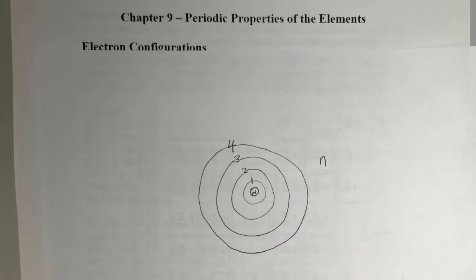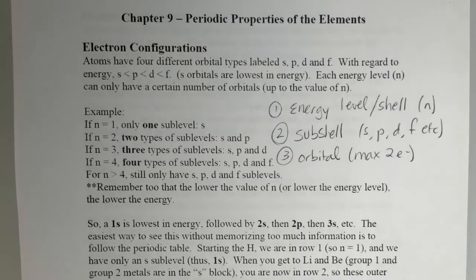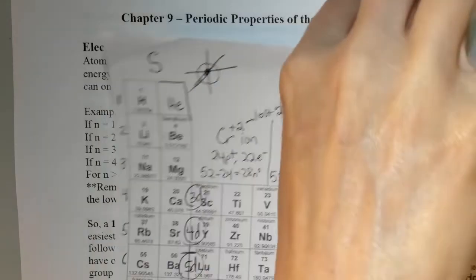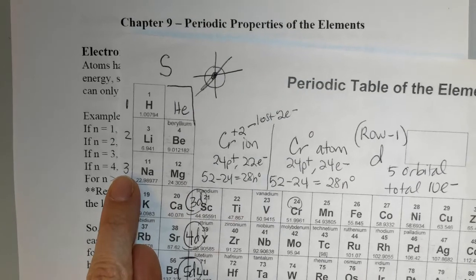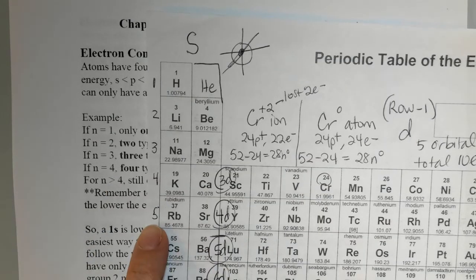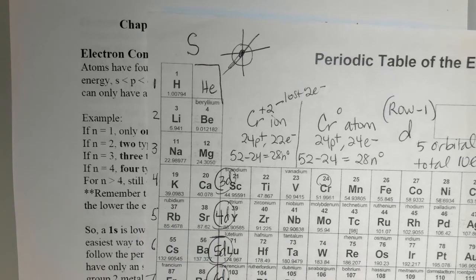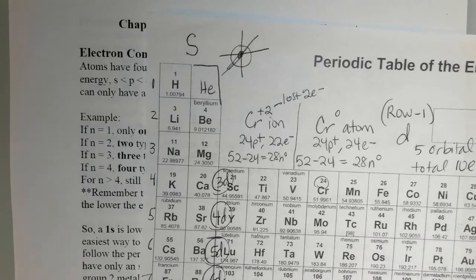And however many shells or energy levels are filled depends on what row on the periodic table. So for example, magnesium is in row 3, so it has 3 occupied shells. But something like strontium is in the 5th row, so it has 5 occupied shells. So obviously the bigger the atom with more electrons, the more shells that will be occupied.